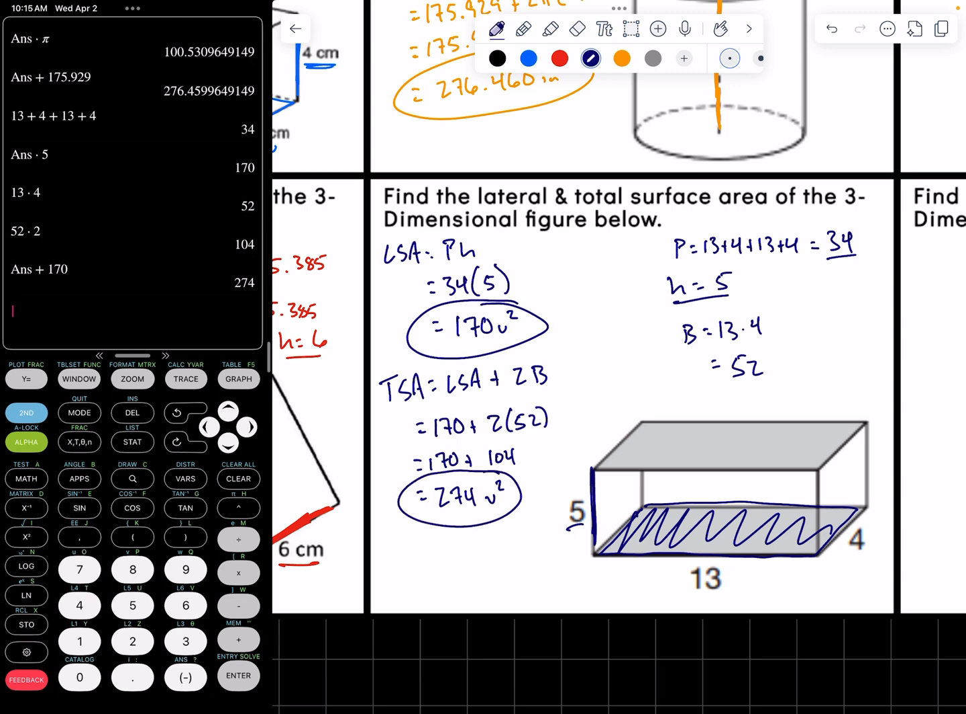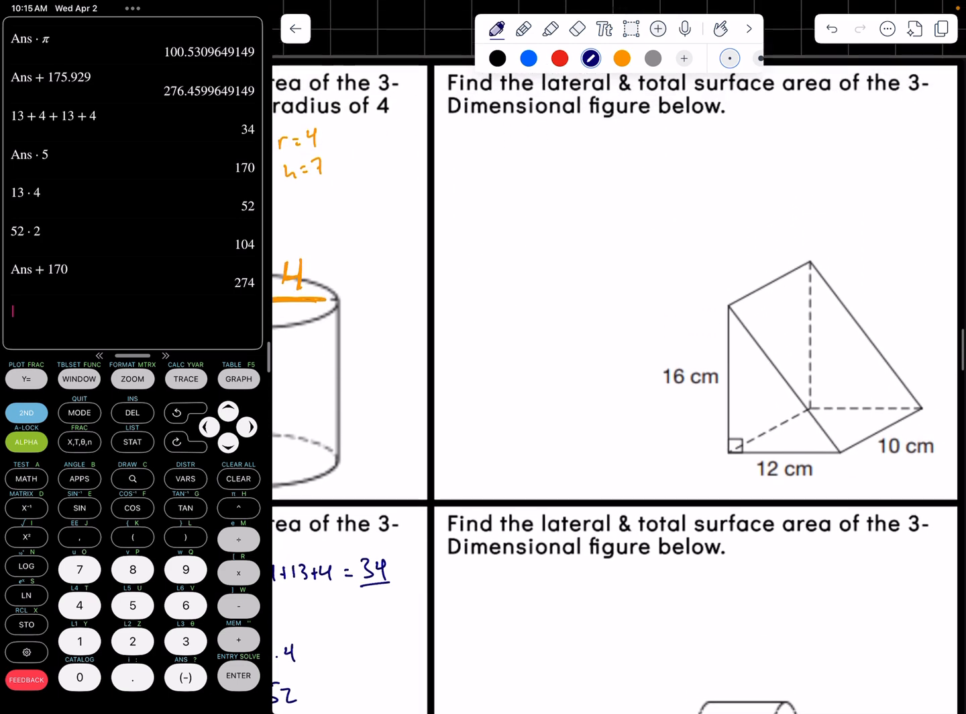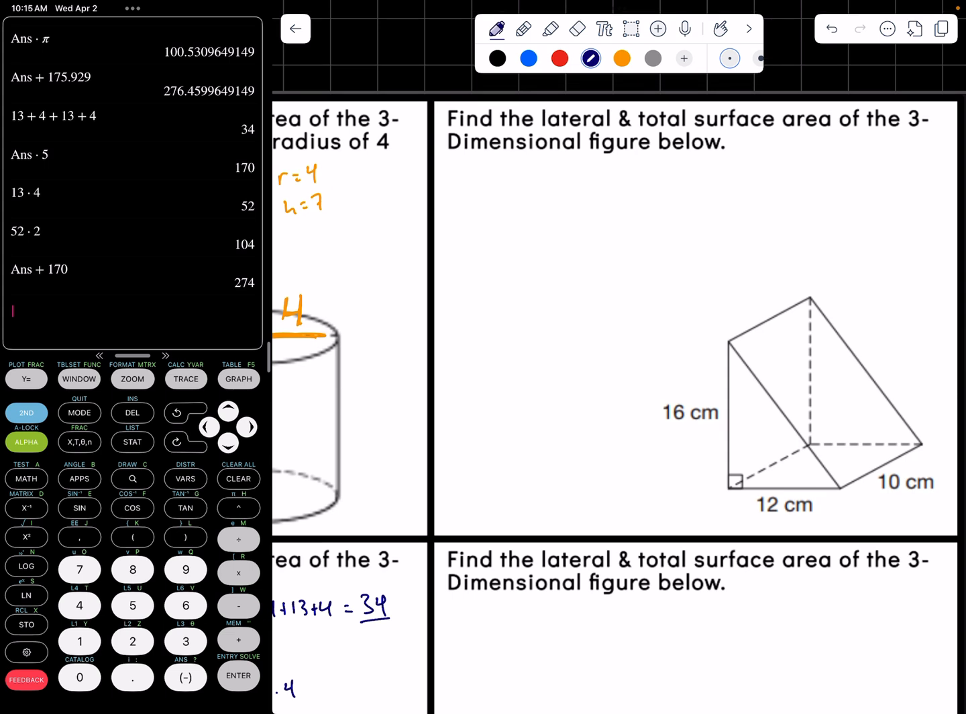Okay, we got 2 more. We got a triangular prism again. So let's take a look at it. If we have a base and a height, we still need to solve for C for our base. I do know that my height is going to be 10. So if my height is 10, that's helpful.